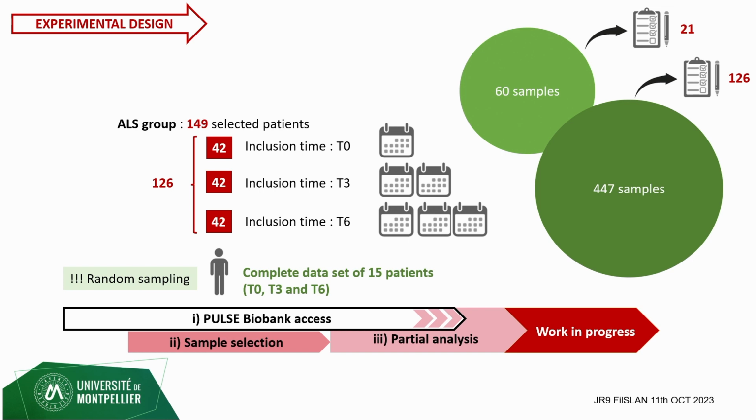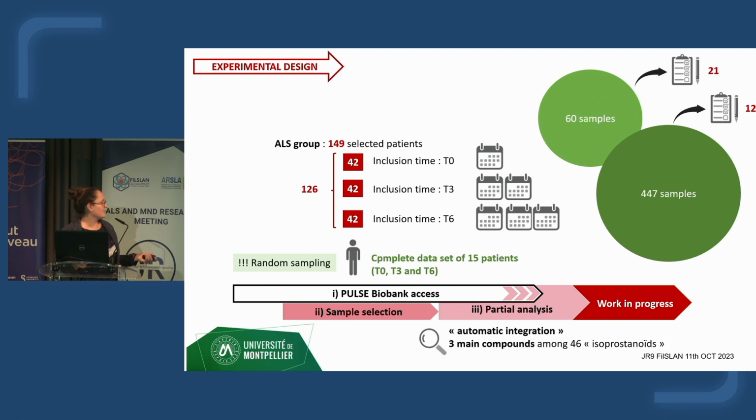We made a random sampling, and so we've got only a complete data set of 15 patients. So the inclusion time 0, 3, and 6. It's also a partial view of the results, because at the moment we only perform an automatic integration, and this automatic integration allows the following on only 3 main compounds. So we've got all the other compounds to analyze manually, to check and to reprocess and to be sure of our results.